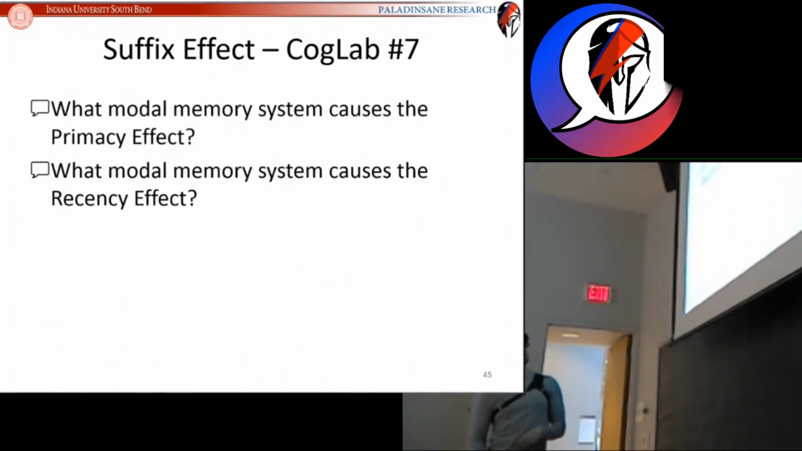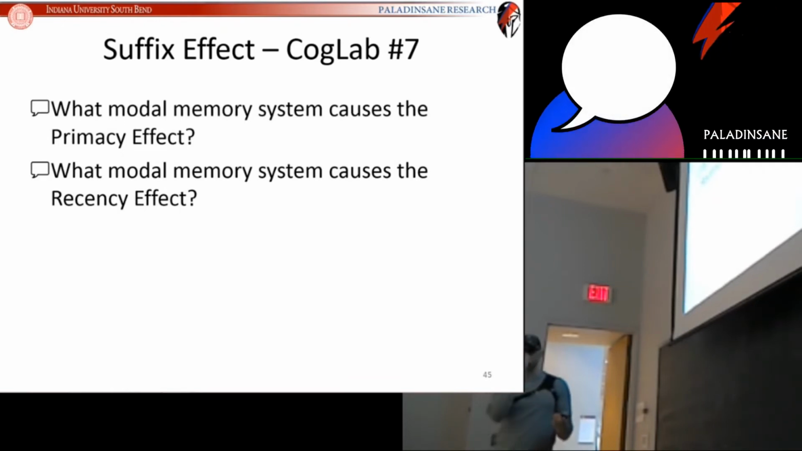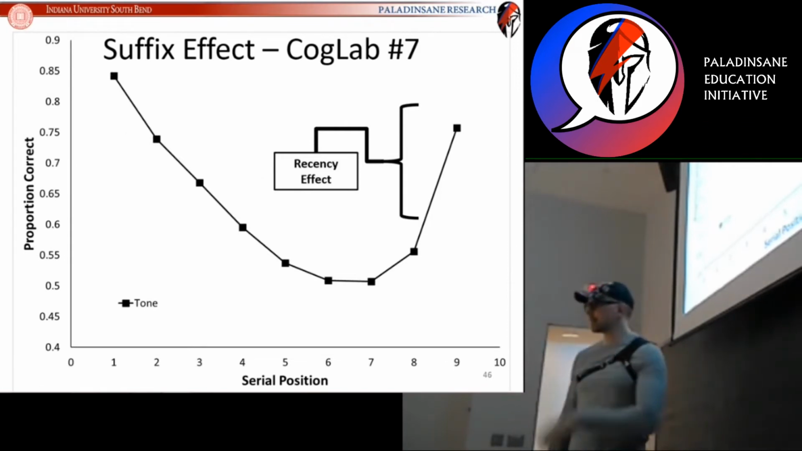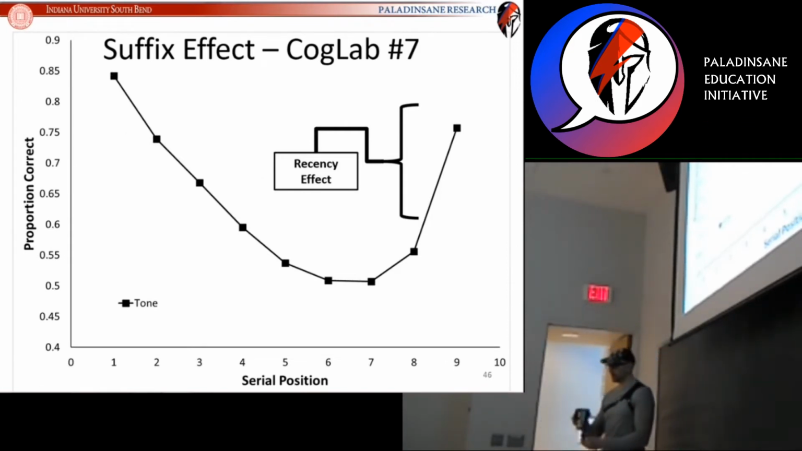All right, so what modal memory system causes the recency effect? What modal memory system might cause that last item to still be recalled at a very high rate? I'll give you a clue. As soon as the beep occurs, you can start recalling this information. So it does not take a long time between the beep and when you have to recall that information. So you only have to recall it for a short term. There it is. Okay, so that one is probably underlied by your short-term memory system.